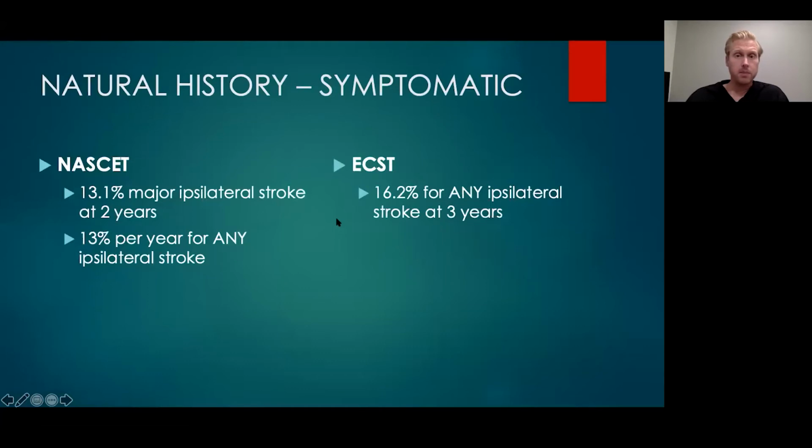For example, symptomatic strokes. How many people that have had a stroke and have a same side carotid stenosis have another stroke? So in the NASCET trial, 13% of patients had a repeat stroke, major ipsilateral stroke at 2 years after randomization. At 13% per year, so 26% total over the 2-year time frame. The European study had 16.2% for any stroke on the same side at 3 years. So their data was a little bit better medical-wise than this one, but 26% in the next 2 years is a very high number.